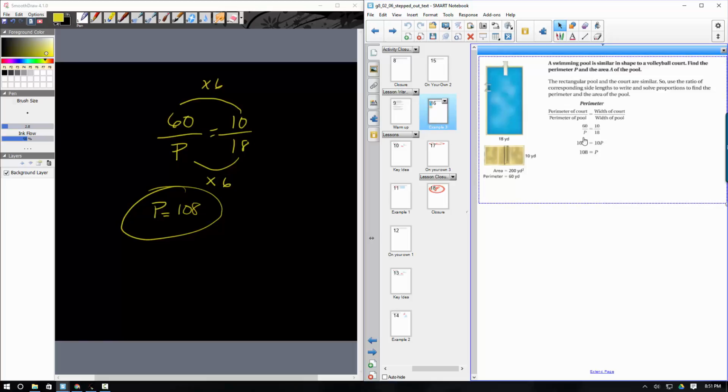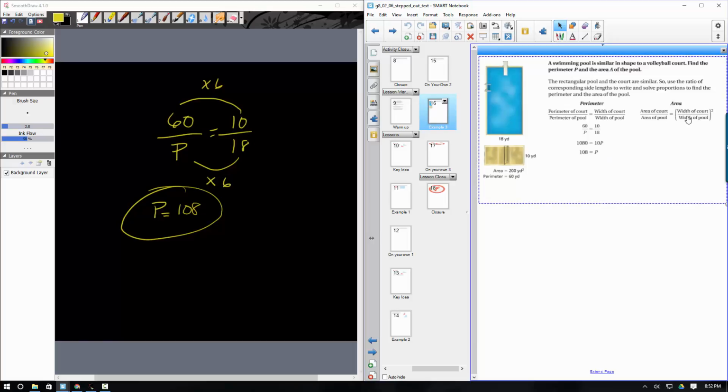So it just does this means and extremes. It multiplies P times 10, which is 10P. 18 times 60 gets this. And then it solves for it. So P equals 108. And I got the same answer by just showing the scale factor. So it's up to you how you do it. This is definitely more efficient, but I think if you have to explain it later on, it gets more confusing.